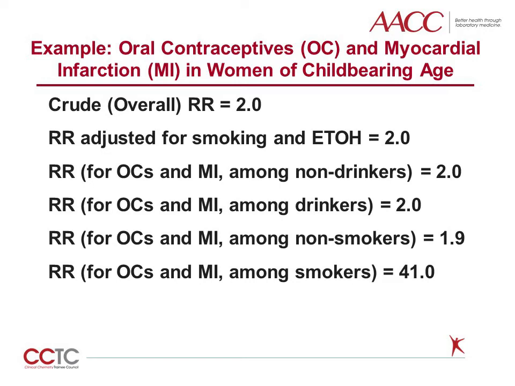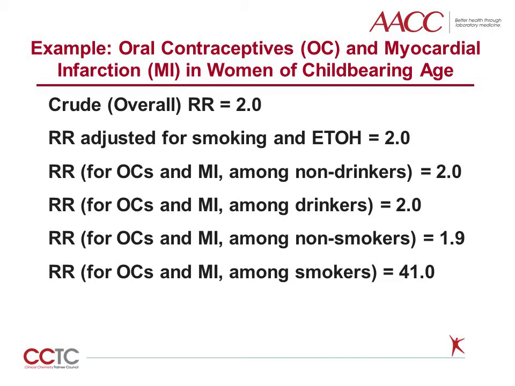So alcohol may be different. And we know that both smoking and alcohol are independent risk factors for myocardial infarction. And when we adjusted for both smoking and alcohol, we still had a relative risk of 2. So that means in this study, there was no confounding by alcohol or smoking. The oral contraceptive users and non-users were the same with respect to their patterns of smoking and alcohol, which are other risk factors for myocardial infarction.